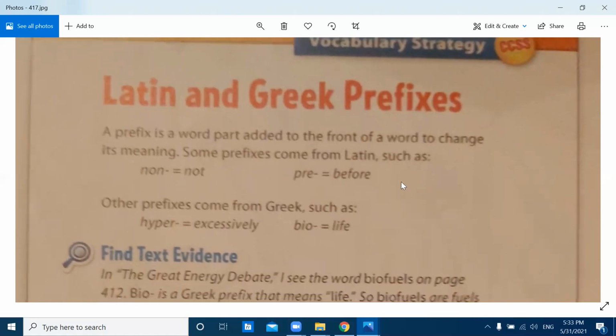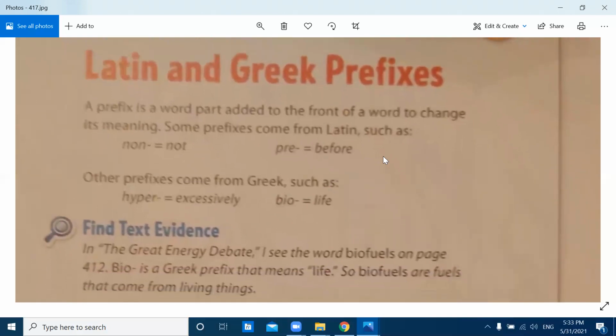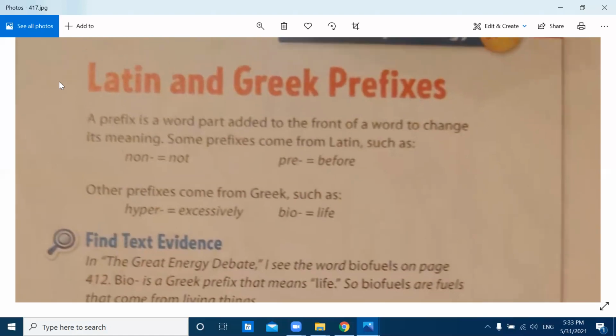Okay. Remember what I told you, I'm not so concerned about you knowing these now, just knowing that they exist and that knowing their meanings can help you understand other words. Like if you see a word that has non, you know it has something to do with not, something that's not. And pre has something to do with something that's before. Bio, something to do with life, like biography, the story of a person's life. Okay, hyperactive means that you are excessively active. You move around a lot. So this is all I want you to understand at this point, is that we get root words from the Latin language and the Greek language, and we also get prefixes from the Latin language and the Greek language.